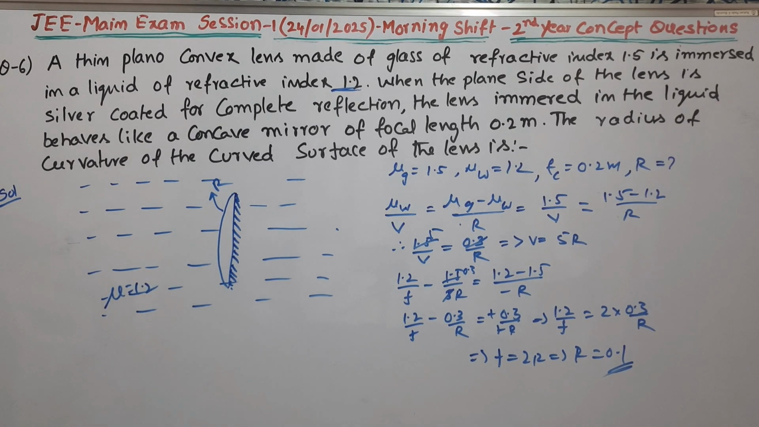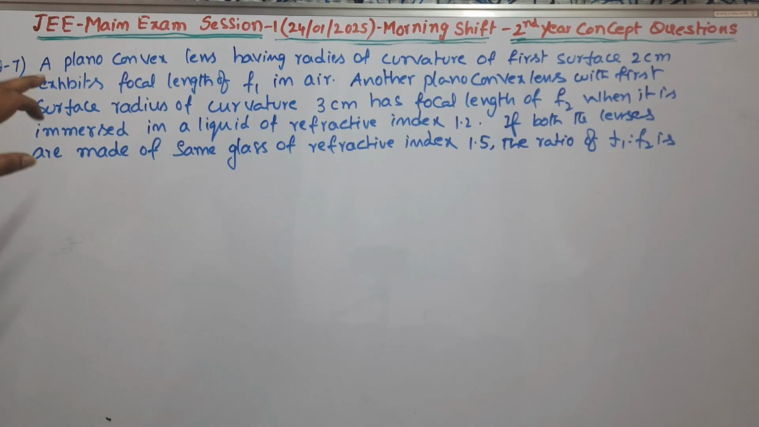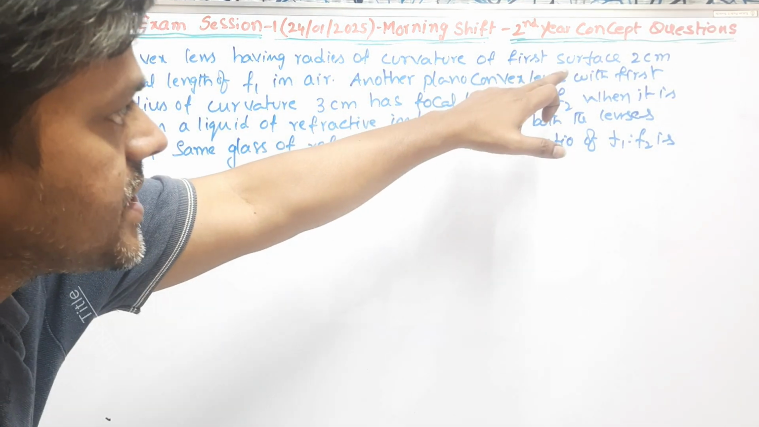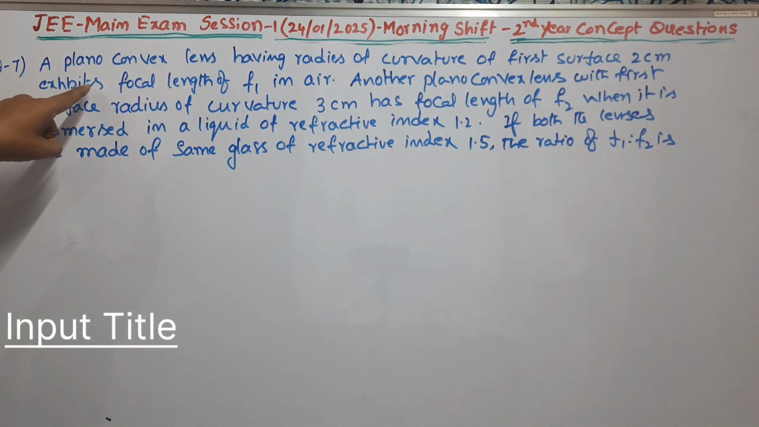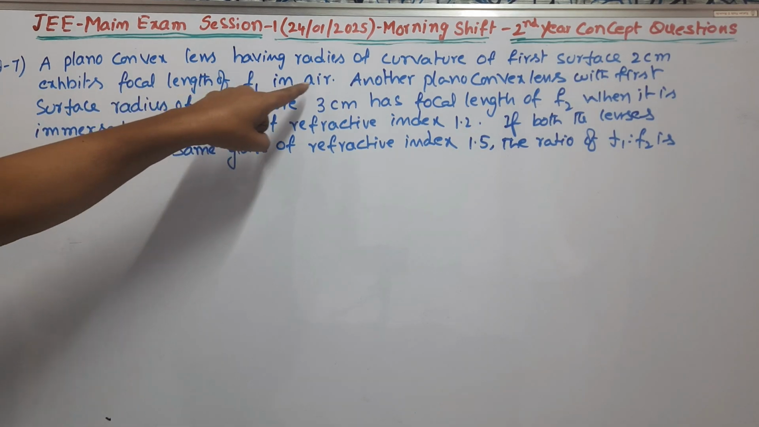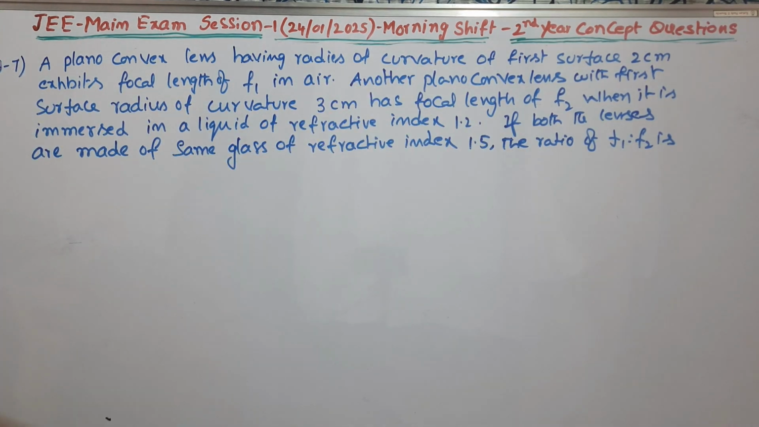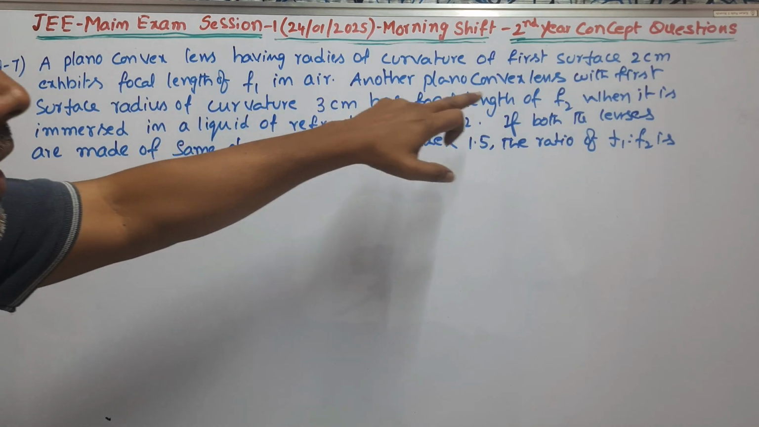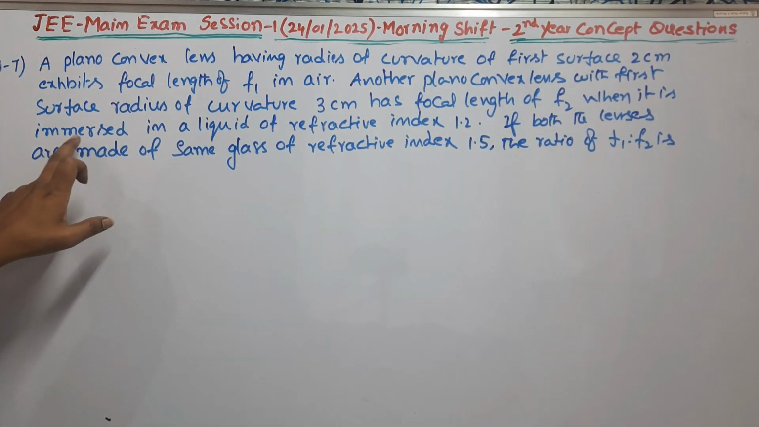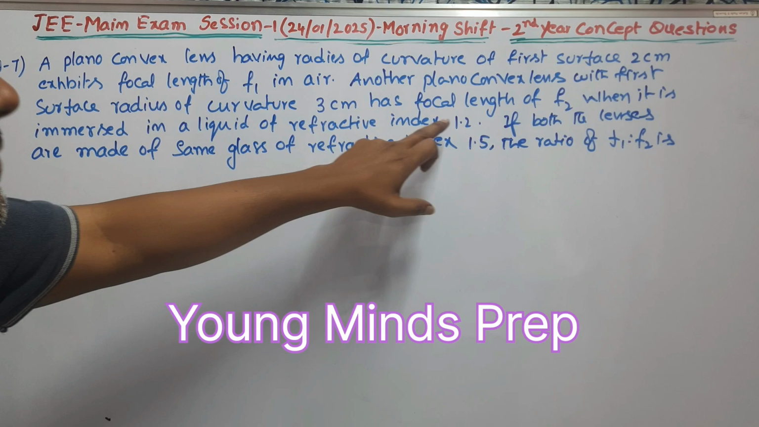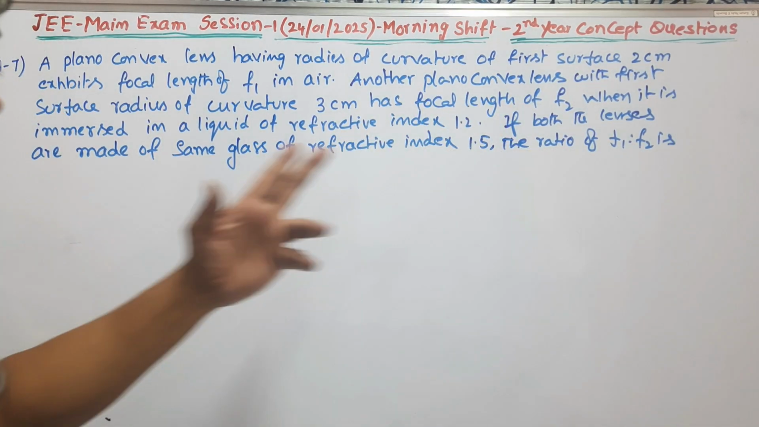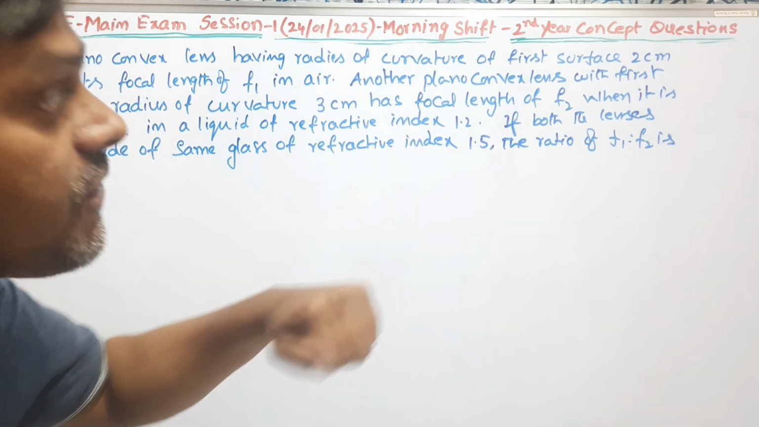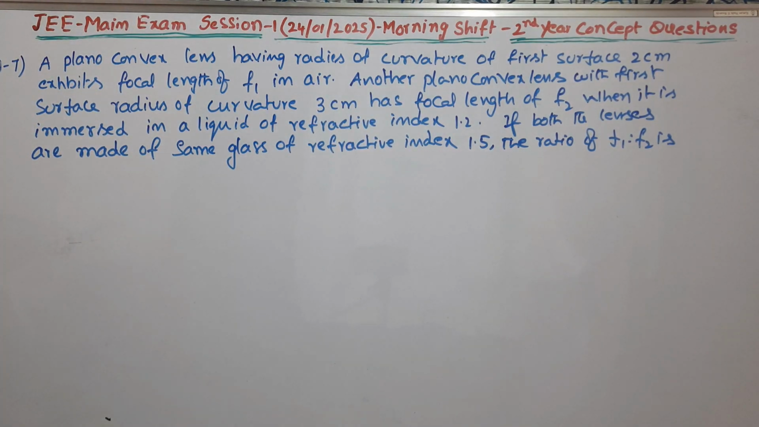Okay, right. The seventh question: a plano convex lens having radius of curvature of first surface 2 cm exhibits focal length of f1 in air. Another plano convex lens with the first surface of radius of curvature 3 cm has focal length of f2 when it is immersed in a liquid of refractive index 1.2. If both the lenses are made up of the same glass of refractive index 1.5, the ratio of f1 and f2 is, this is the question.